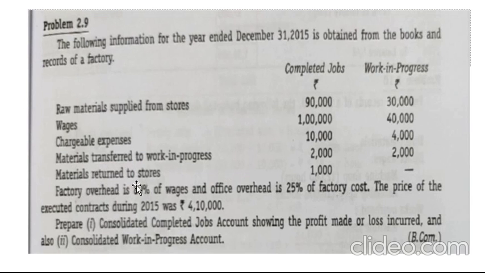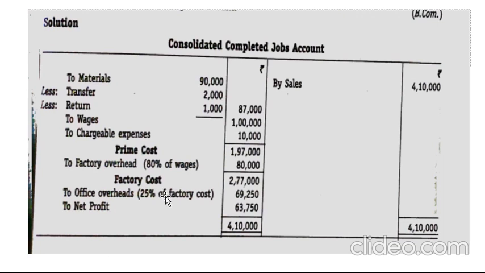Okay, your wages is how much here? Your wages is 1 lakh. In this 1 lakh, 80% is your factory overhead. So 1 lakh into 80% will give you 80,000. So your prime cost plus your factory overhead will give you your factory cost. So 1,97,000 plus 80,000 will give you 2,77,000.